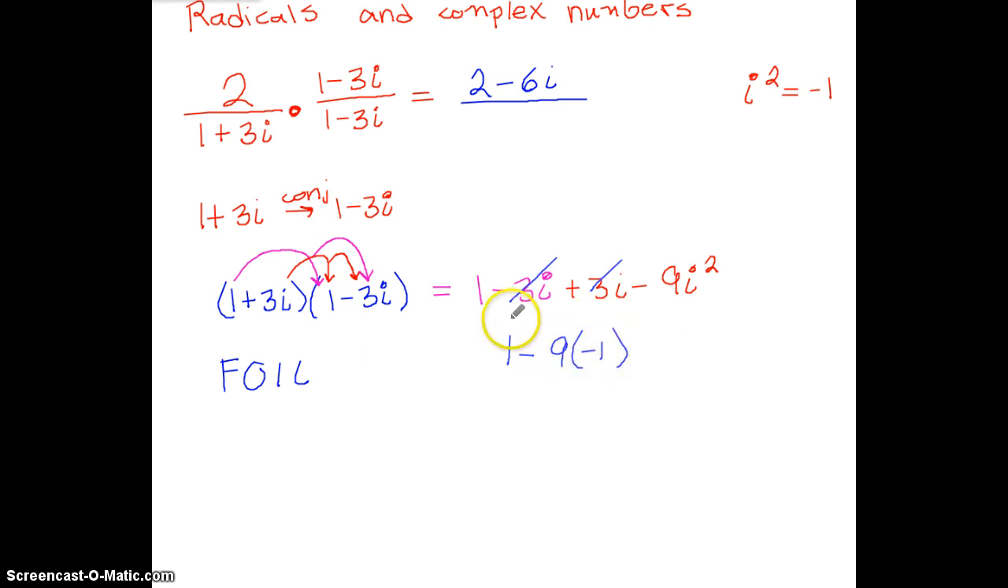So we have a 1 minus a negative 1 times 9, which is going to give us 1 plus 9, which is going to be equal to 10. So we can just go ahead and replace this denominator up here with 10. Now we could separate out the top and we get 2 over 10 minus 6i over 10. We can go ahead and simplify these down, so we're going to have 1 over 5, and we're going to have negative 3i over 5.